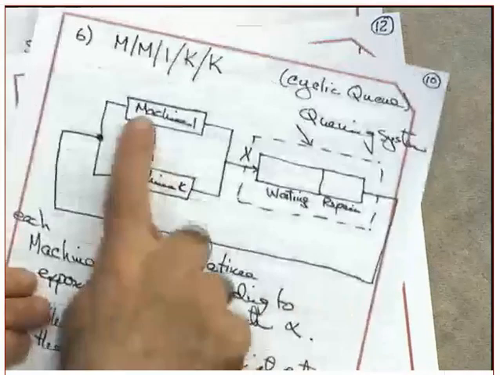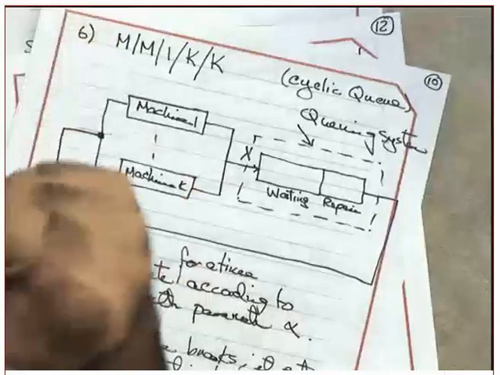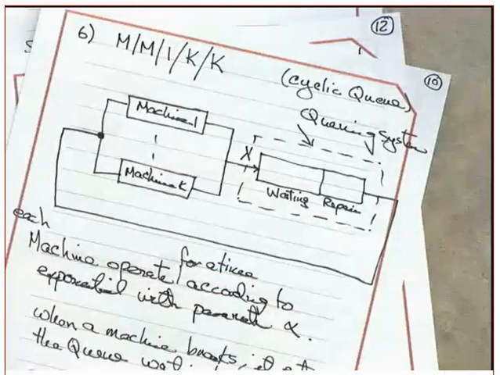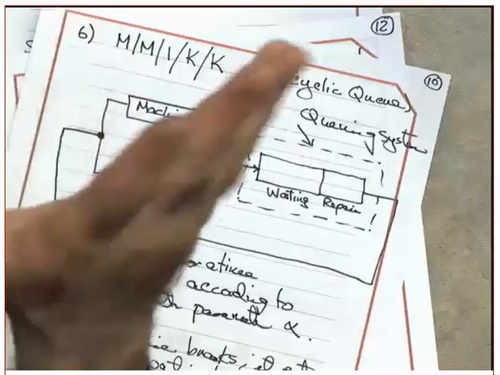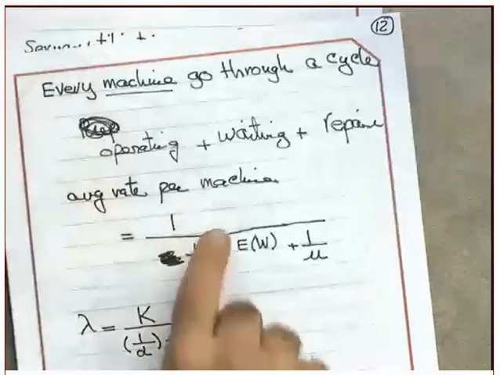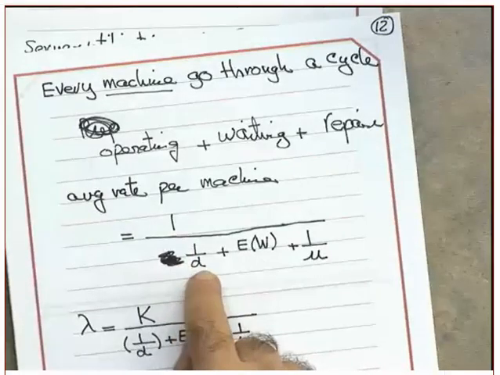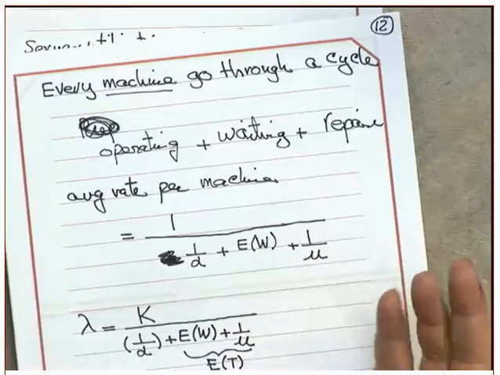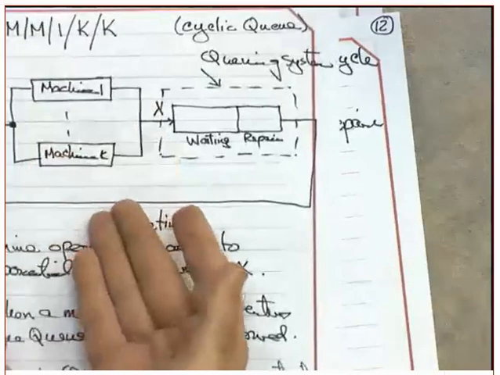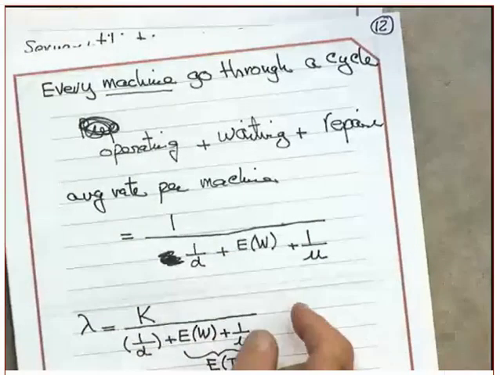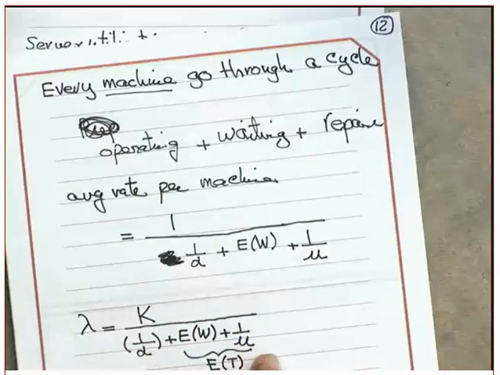Every one of these machines goes through a cycle. The cycle is operation, waiting, repair. Then it repeats. This is the average operation time, this is the average waiting time, this is the average repair time. How many machines do we have? K machines. So it becomes this. Now from here, what is the unknown in this equation?